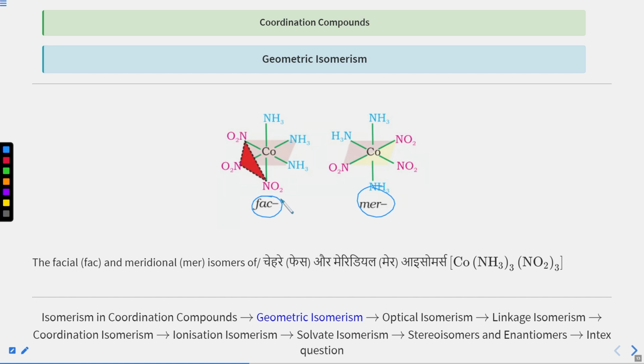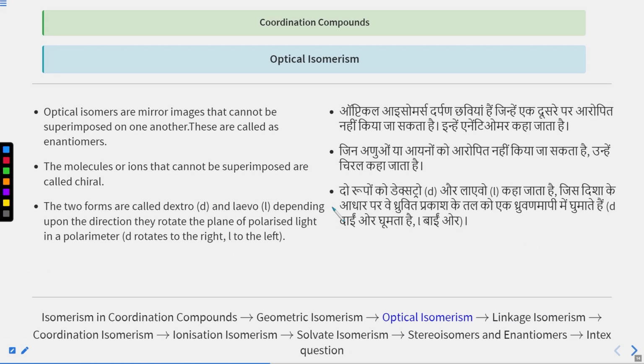Okay. Now let us move to another type, optical isomerism. So what is optical isomerism? Optical isomerism is basically the isomerism in which, in case of cis and trans, we have seen that if you place both of these in this fashion, then they both are not interconvertible, right? You have to break the bond. You are breaking the bond. Cis and trans are on the opposite side.